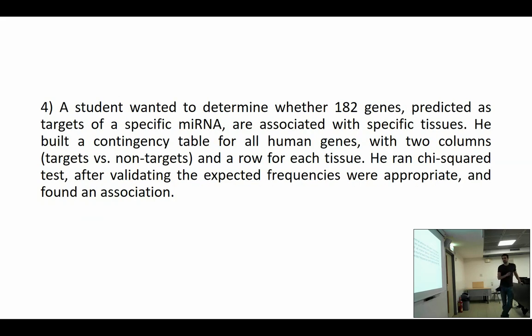Okay, next one. Here we have a student that wanted to determine whether a list of 182 genes predicted as targets of a specific microRNA are associated with specific tissues. So he built a contingency table for all human genes with 2 columns, targets versus non-targets, and a row for each tissue. He ran a chi-square test after validating the expected frequencies were appropriate and found an association.